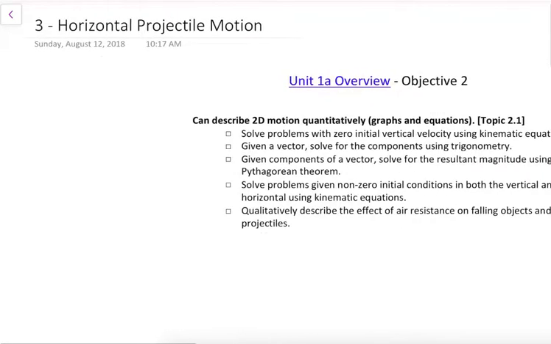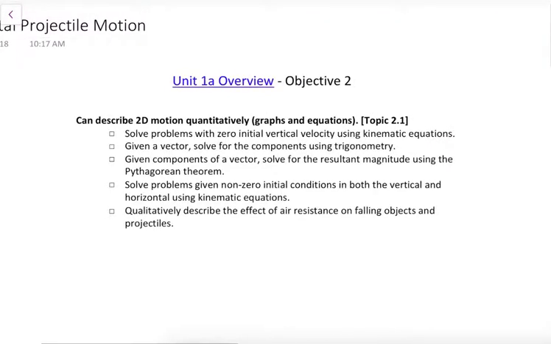This lesson is going to be on horizontal projectile motion. We're still on Unit 1A, and we've moved to Objective 2. There is a direct connection between this and what we did last class with kinematic equations. In fact, we're still going to use kinematic equations. We're just going to apply them to two dimensions, horizontal and vertical. So we can describe 2D motion quantitatively with graphs and equations.